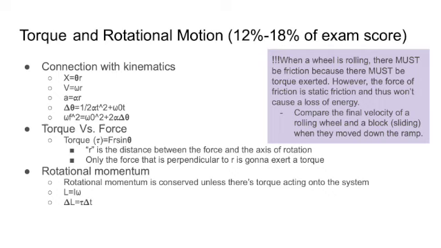In rotational momentum, L is equal to I omega, and delta L is going to be equal to torque times change in t. And remember this, when a wheel is rolling, there must be a friction because there must be a torque exerted. However, the force of friction is going to be static friction, and thus won't cause a loss of energy and won't cause work.